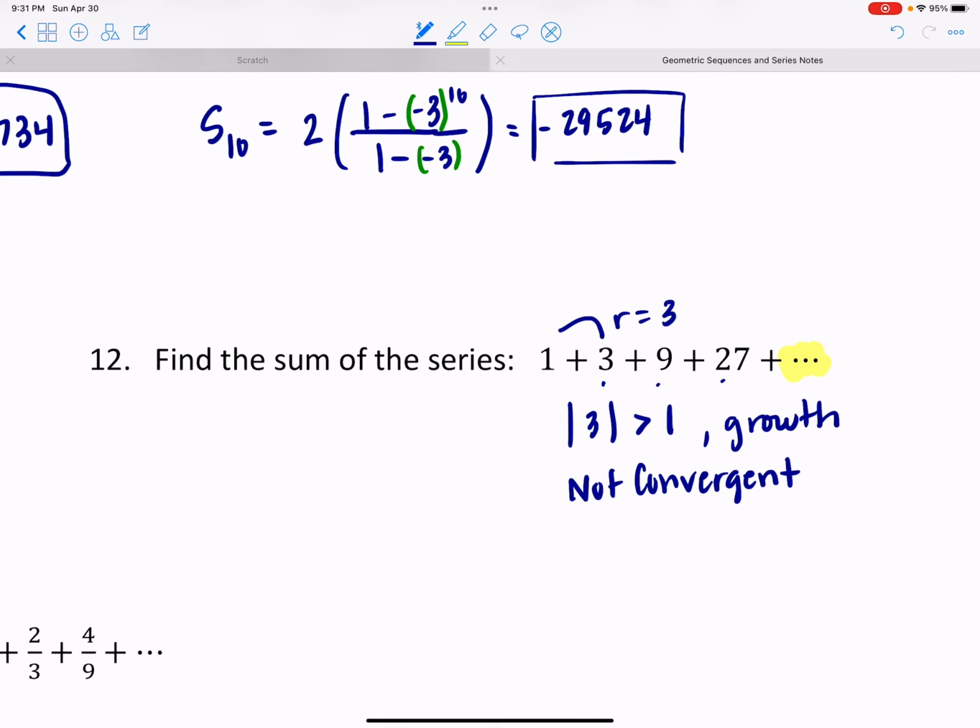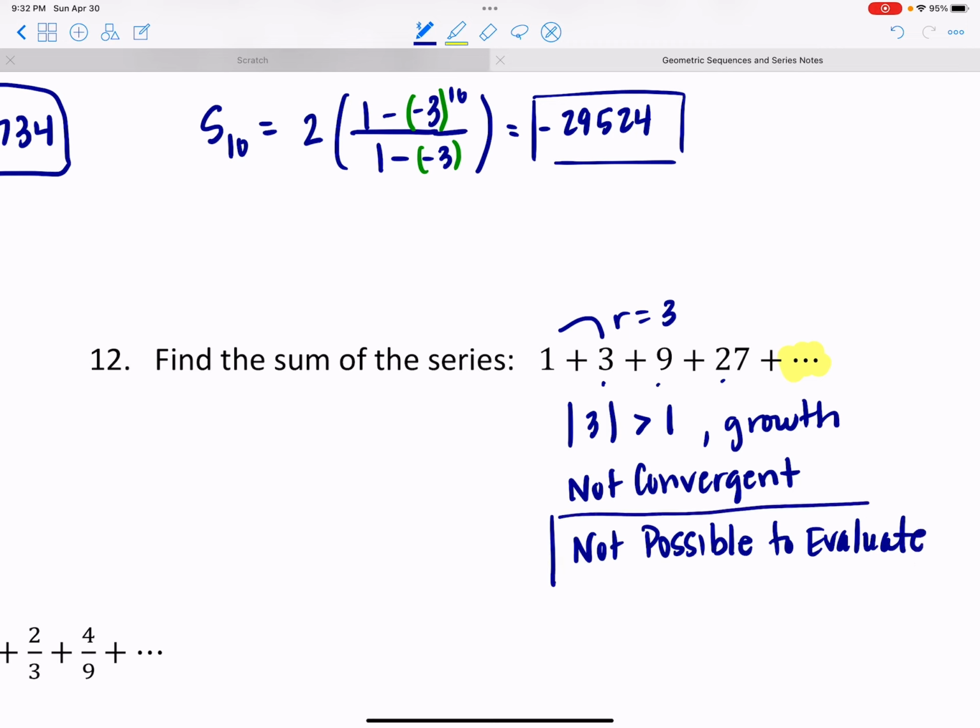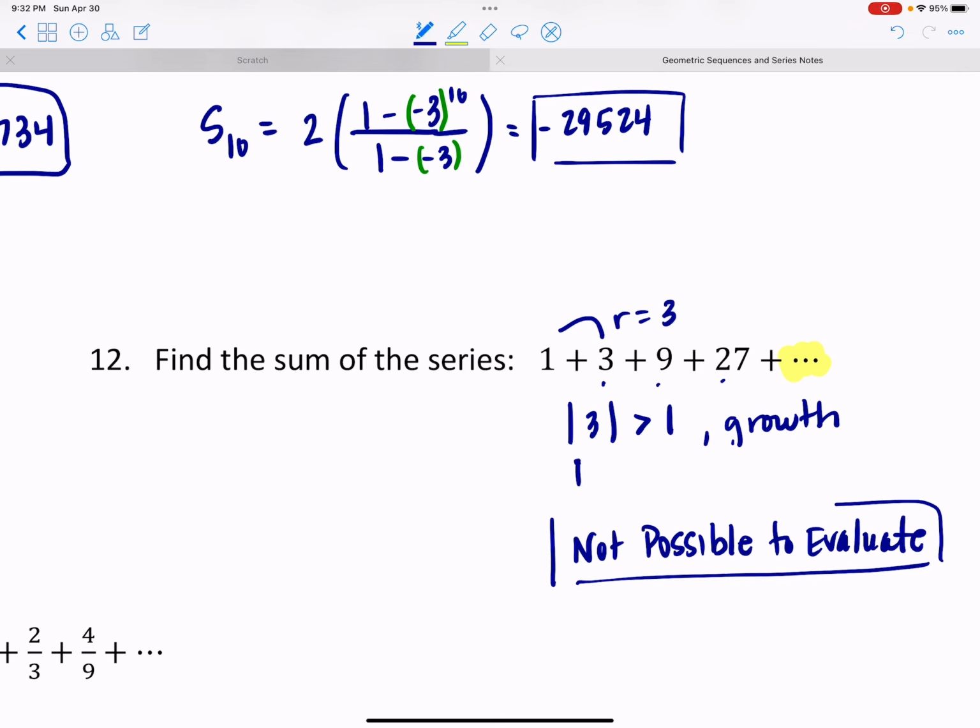I'm not sure what the word is. You can't evaluate this. We wouldn't say the sum is undefined. It's whatever, not possible to evaluate. I'm playing semantics in my head, just don't mind me. Okay, because this is not convergent. And by the way, if it's not convergent, that means it's divergent. Maybe I should use that word. Not convergent, it is divergent. It needs to be convergent in order to evaluate an infinite sum.